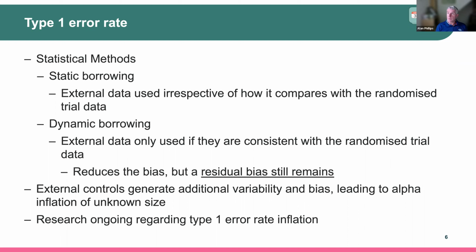So we do some checking and we have to ensure some kind of consistency. That latter one reduces the bias going on in the last one, but it's still there. Now, those two methods are available. They're quite well published in the literature, different approaches. I'll say a little bit about them in a minute, but I would say the jury is still out in terms of the actual inflation that can occur to the alpha level, and research is still ongoing.